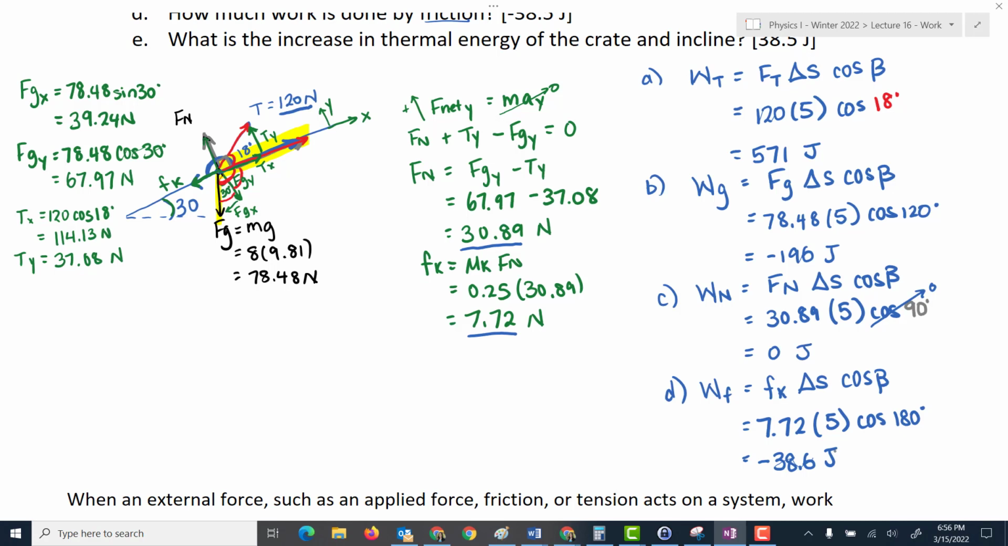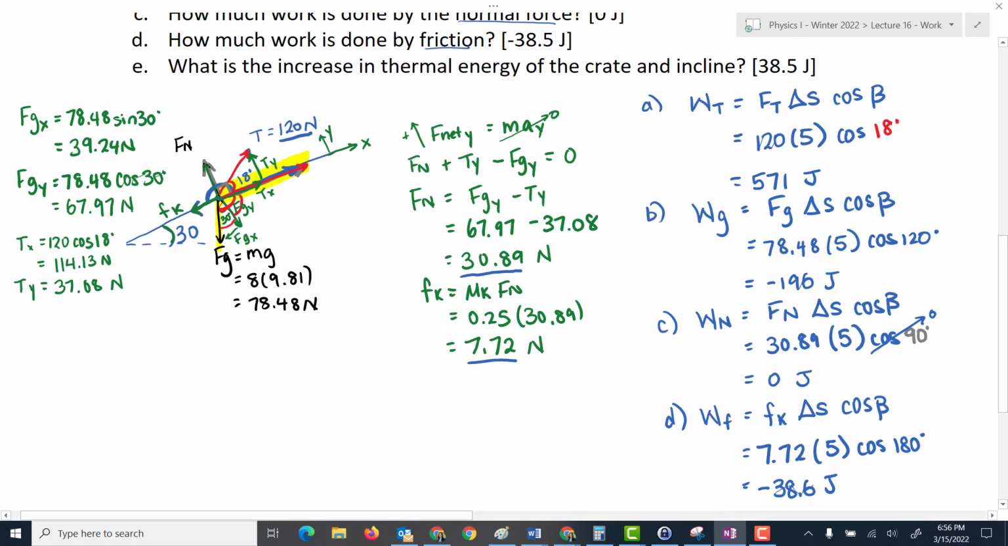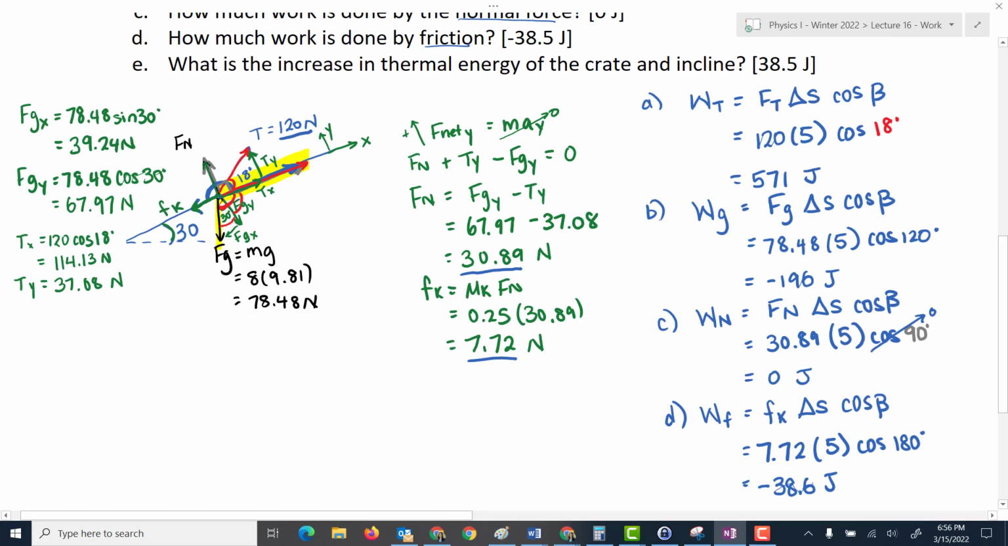Okay, part E. What is the increase of thermal energy of the crate and the incline? Okay, so the thermal energy is always equal to the work done by friction, except it's positive instead of negative. So the work done by friction is a negative value because it makes the object slow down. Now that amount of work, because it's negative, it means that 38.6 joules of energy was lost. So it wasn't added to the system, it was removed from the system, it was lost.